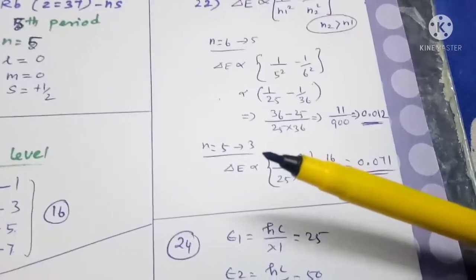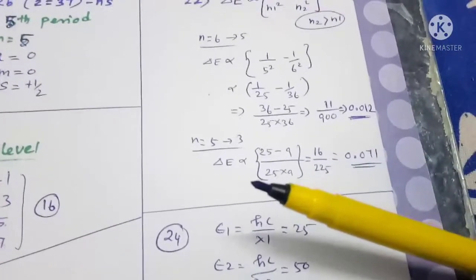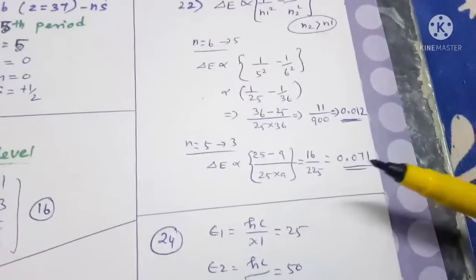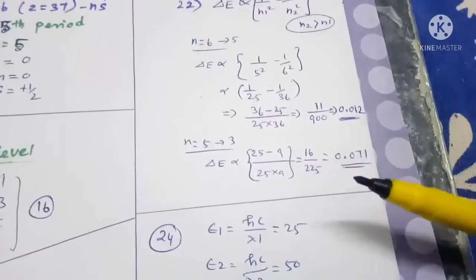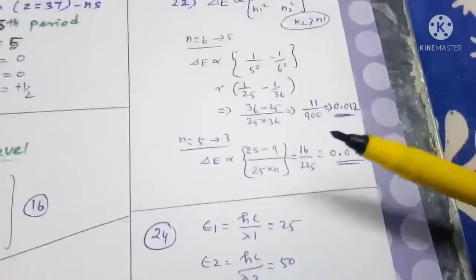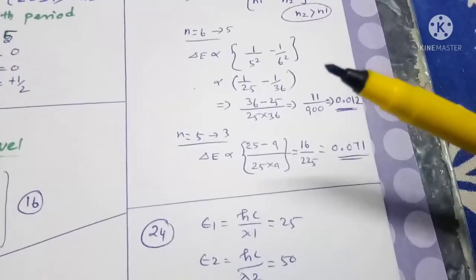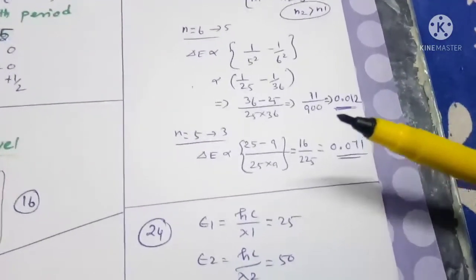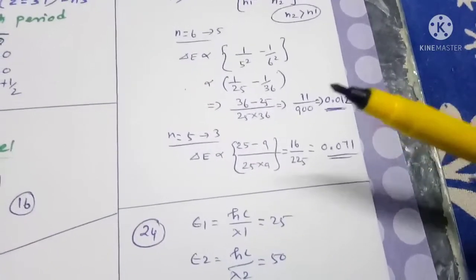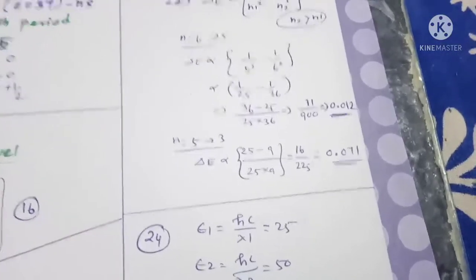Similarly for the next one, the 5th shell to the 3rd shell electron transition, delta E is directly proportional to a value 0.071. Now just compare these two values. Which one is the least one? The first one. So among the given 4 options, the transition of an electron from the 6th shell to the 5th shell will have energy about 0.012. That is the least one. So the answer is n equal to 6 to n equal to 5.